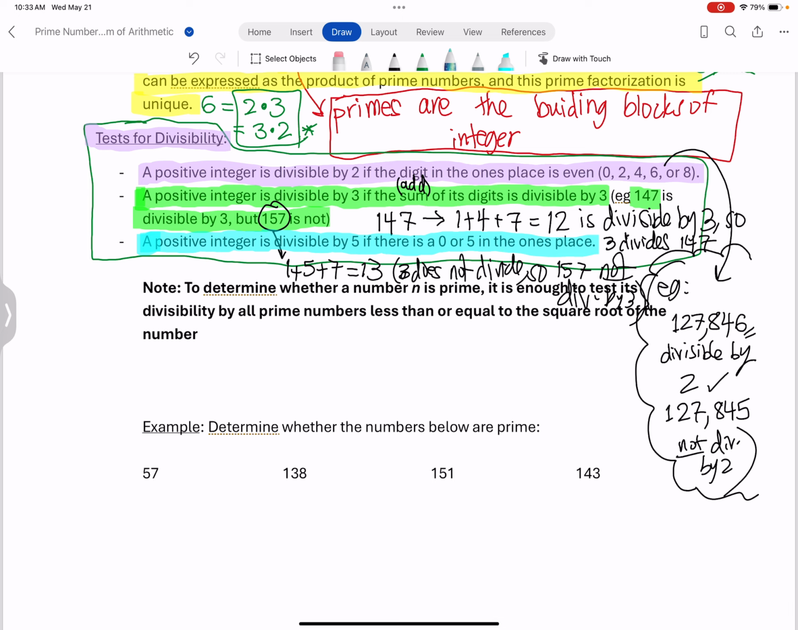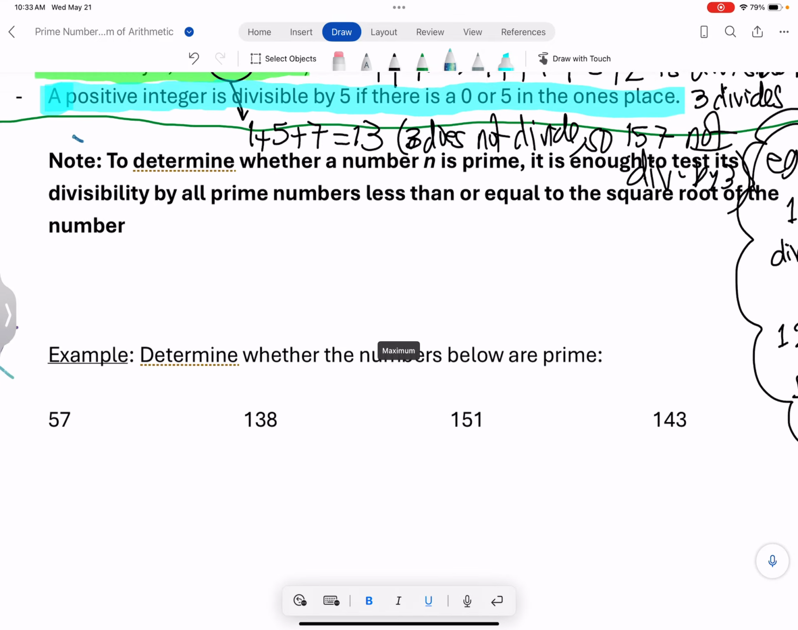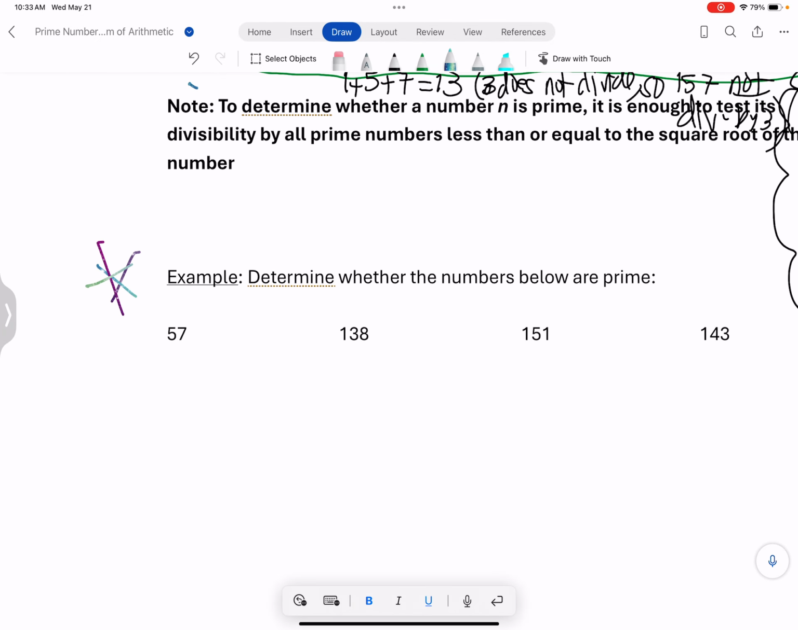So we're going to test some numbers. The question is, down here in this example, it says, determine whether these numbers are prime. For example, if I look at the first one here, 57, what do I have to divide it by to realize, you know what, I think it's prime? How far do I need to go? Do I need to divide 57 by 2, and see if it's divisible by 2, 3, 4, 5, everything until I get to 56? That's a lot of dividing.